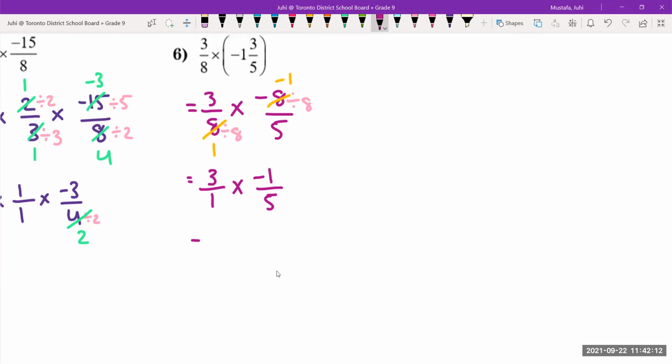We just multiply the numerators. 3 times -1 is 5. Good job.